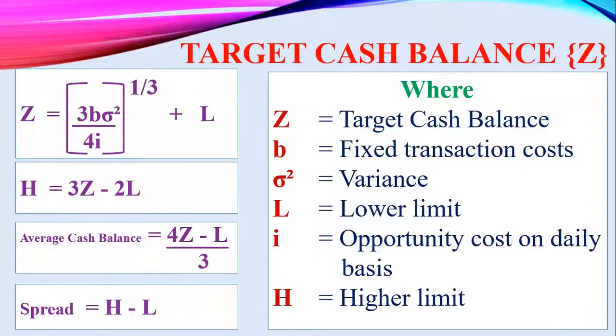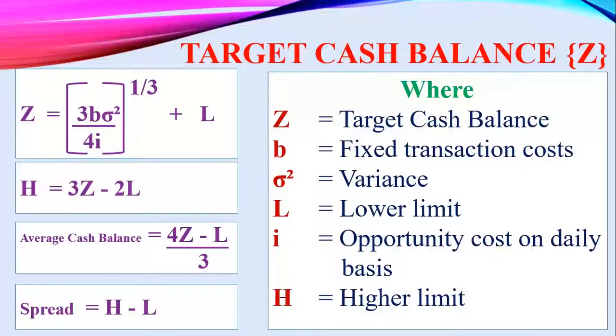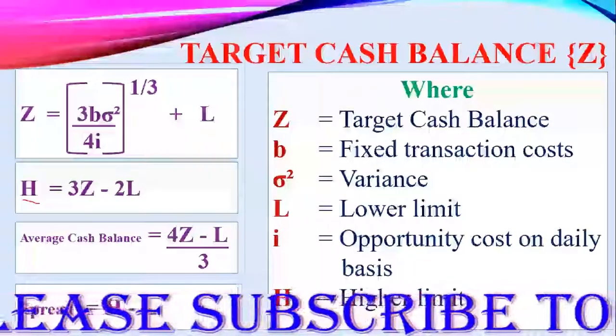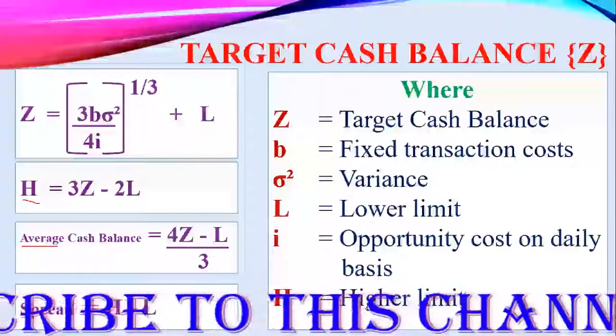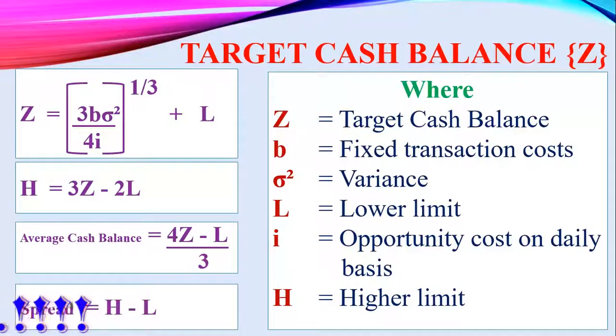Now, how do you get the target cash balance? To get the target cash balance, which we are calling Z, we normally get Z by taking 3 multiplied by B multiplied by the variance divided by 4i. Then everything you put to the power of a third. Putting it to the power of a third is just like saying getting the cube root of this particular figure, and then you add L. Then to get the higher limit, you take 3Z, you less 2L. To get the average cash balance, you take 4Z, you less L, then you divide by 3. To get the spread, you take the higher limit, you less the lower limit.